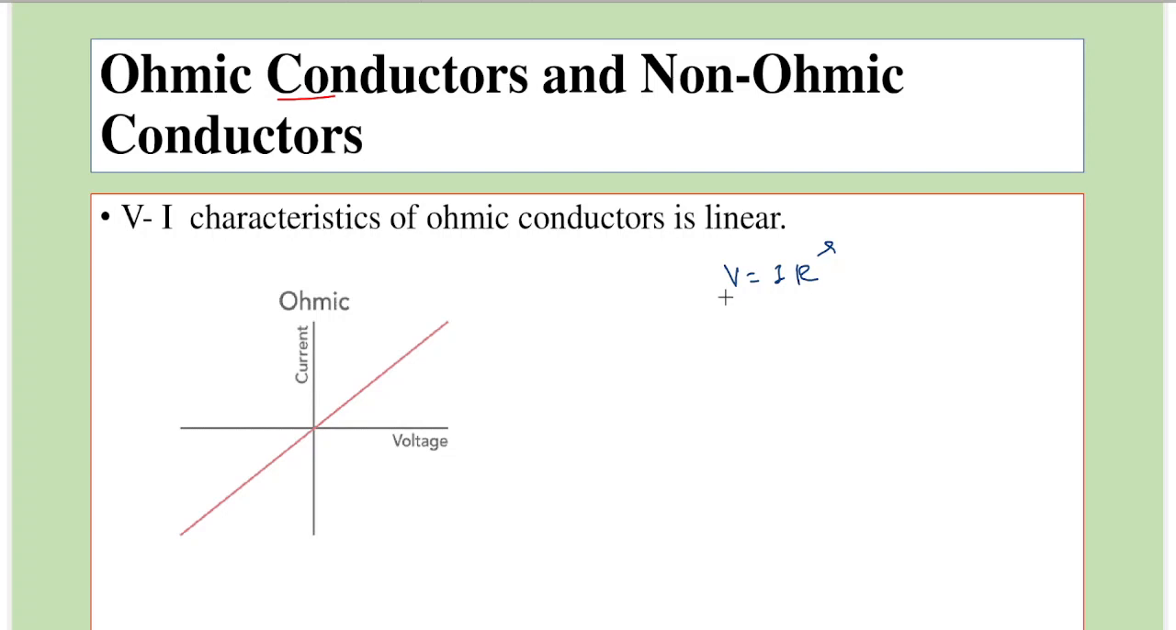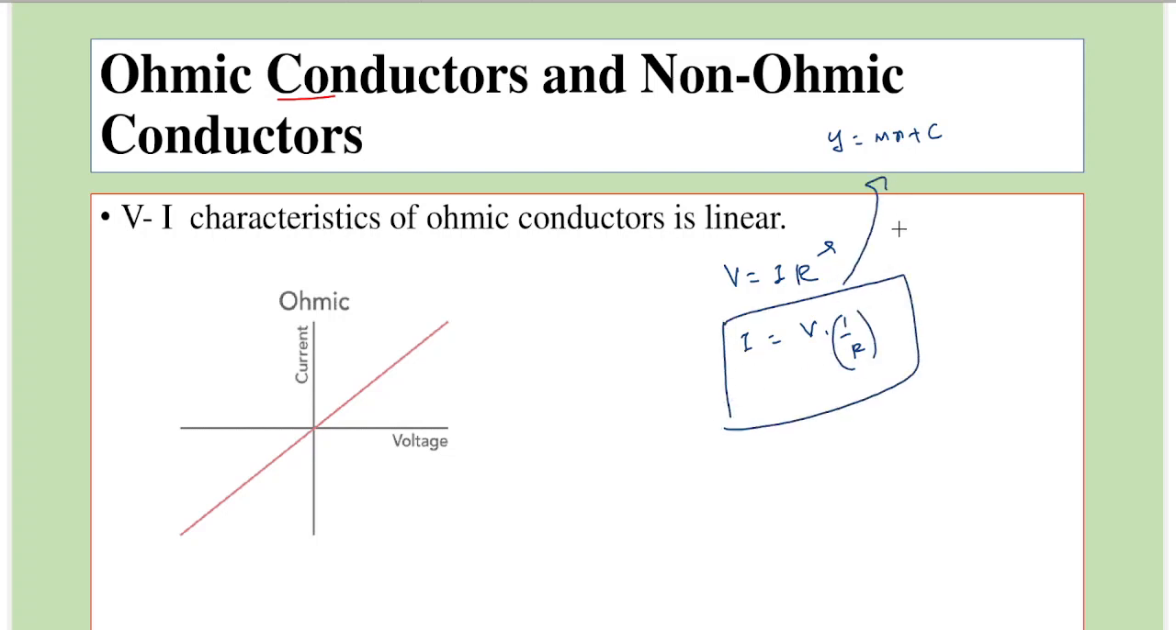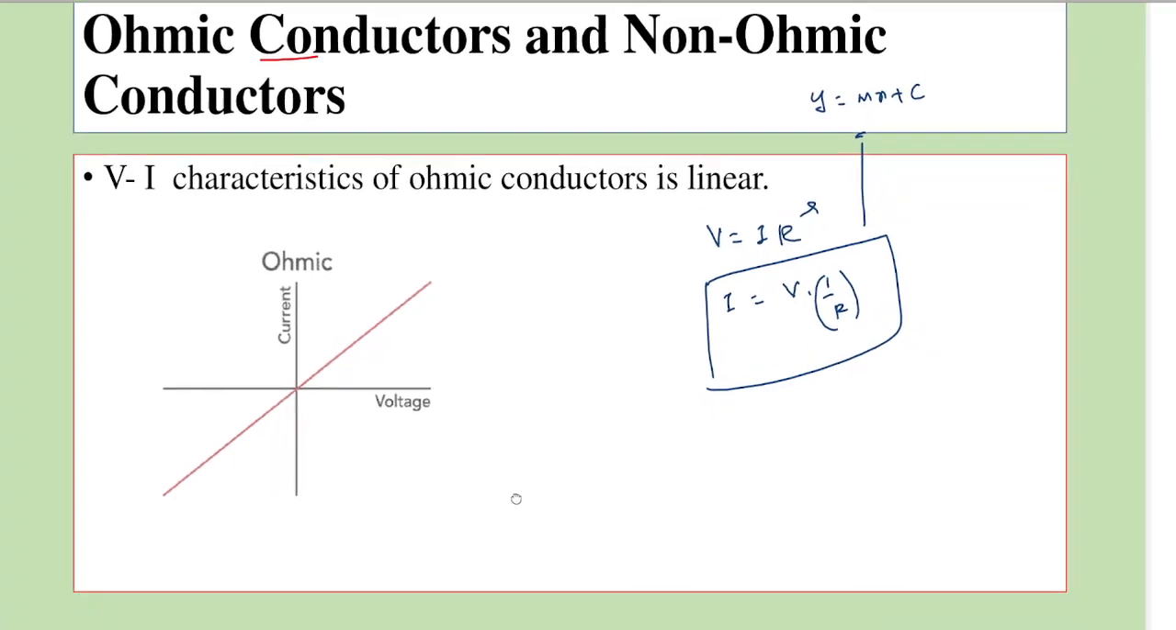Therefore, if we plot a graph of V versus I, it will be a straight line because this is of the form y is equal to mx plus c. It's of this form only. We can rewrite this as I is equal to V into 1 by R. This is of this form only, where the slope, which is m, is given as 1 by R.